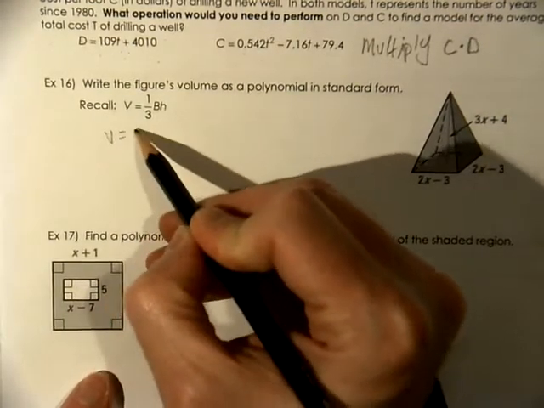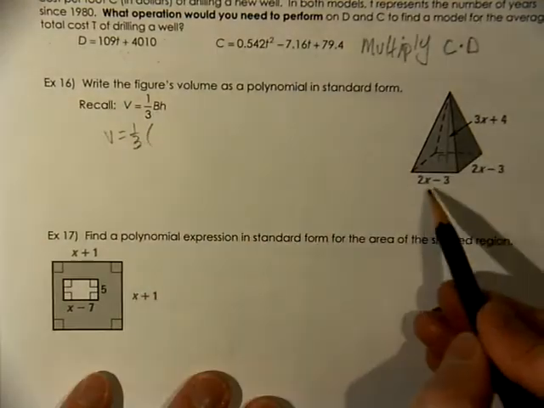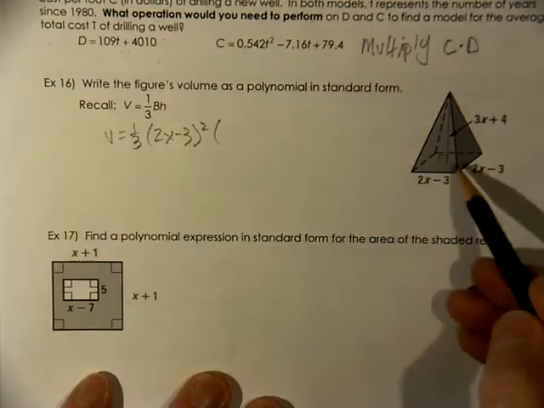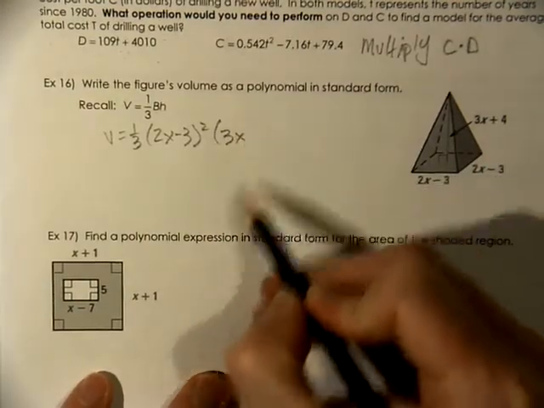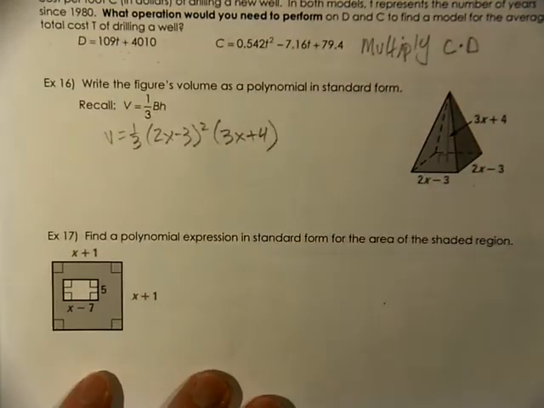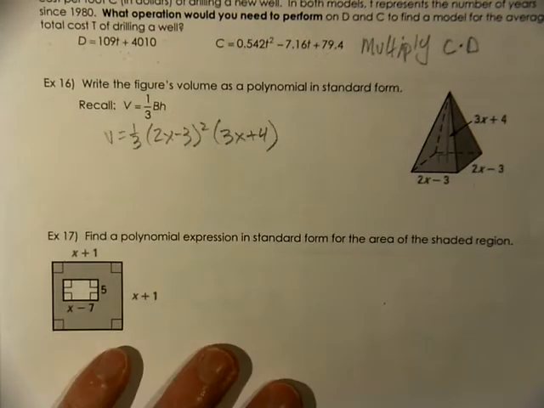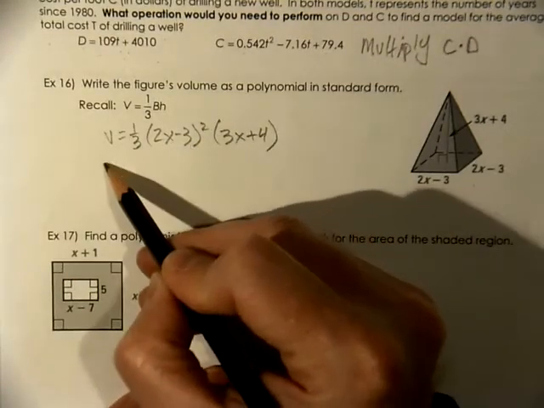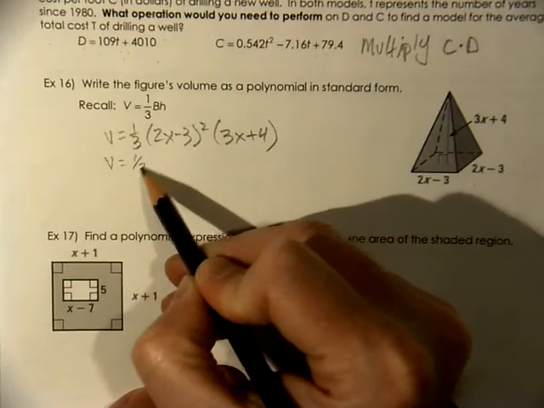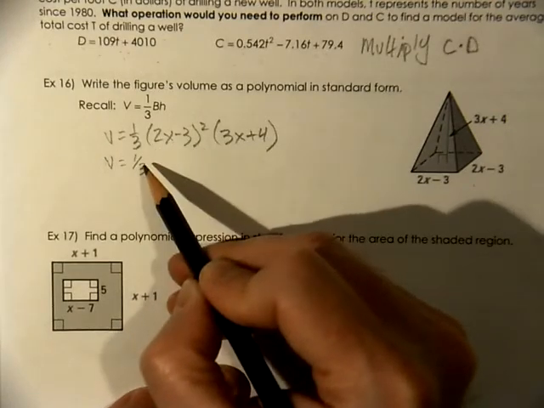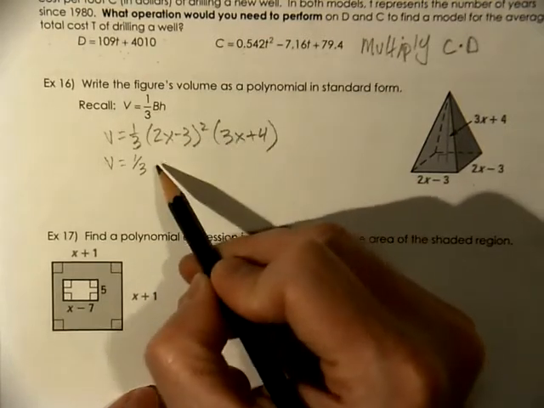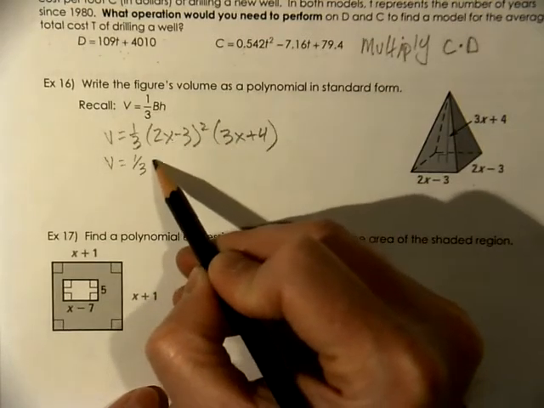So our volume is going to be 1/3 (2x minus 3) squared times our height. So now we're looking at some calculations that were similar to what we've been doing. Here we're squaring a binomial. We cannot distribute the 1/3 through first. We can't multiply by this binomial. So we're going to square this one.